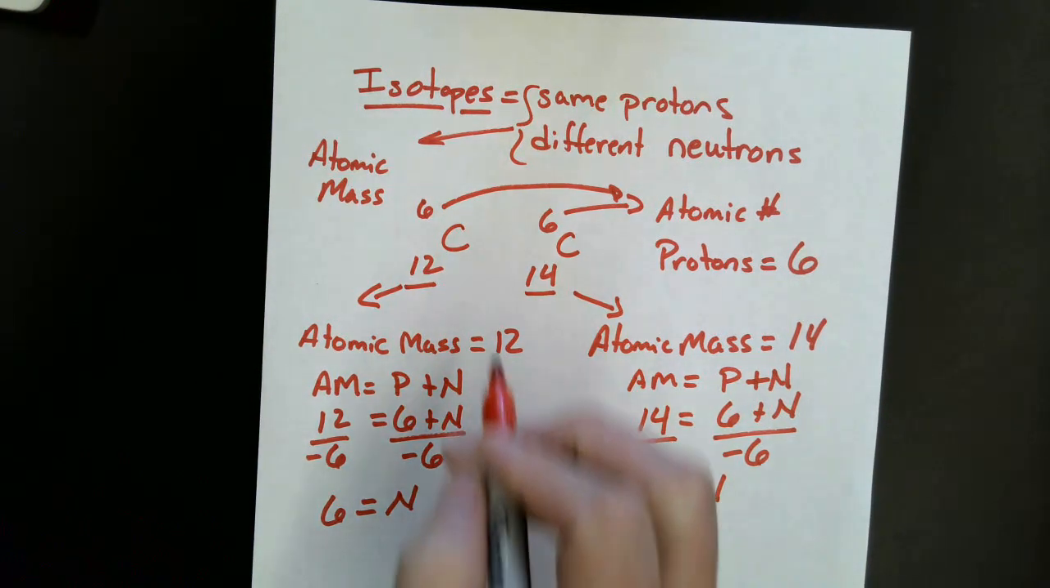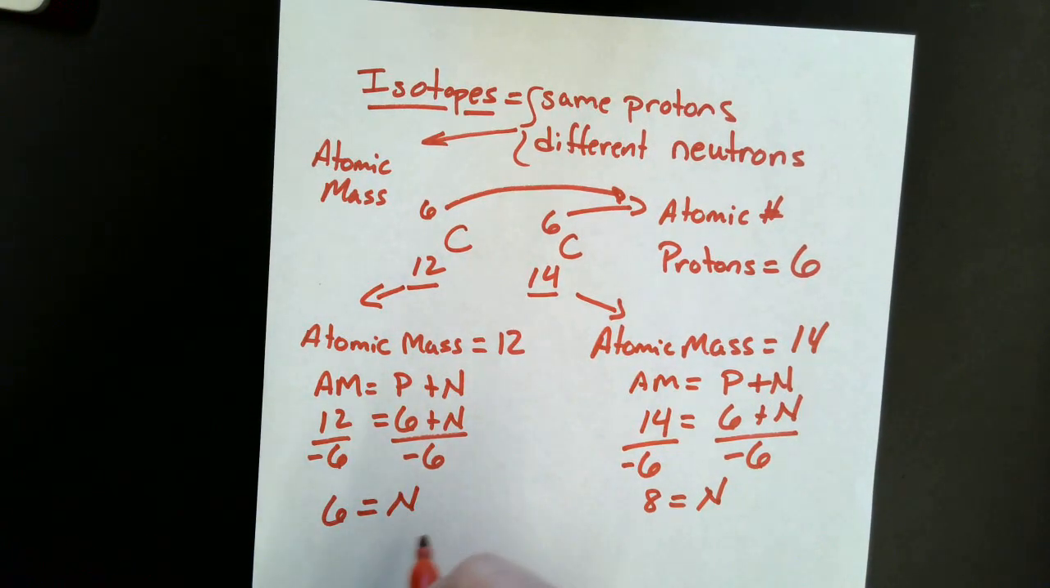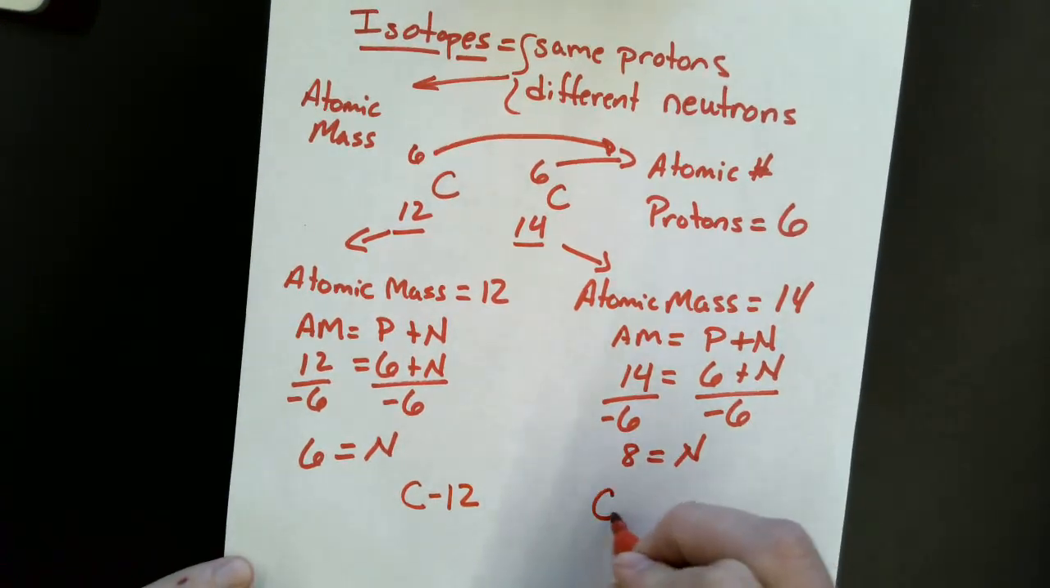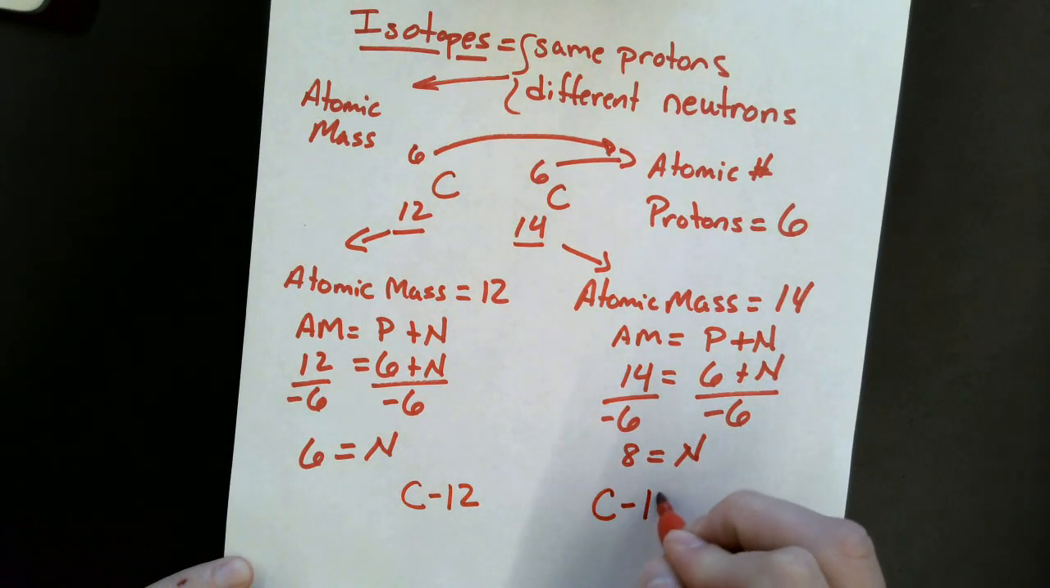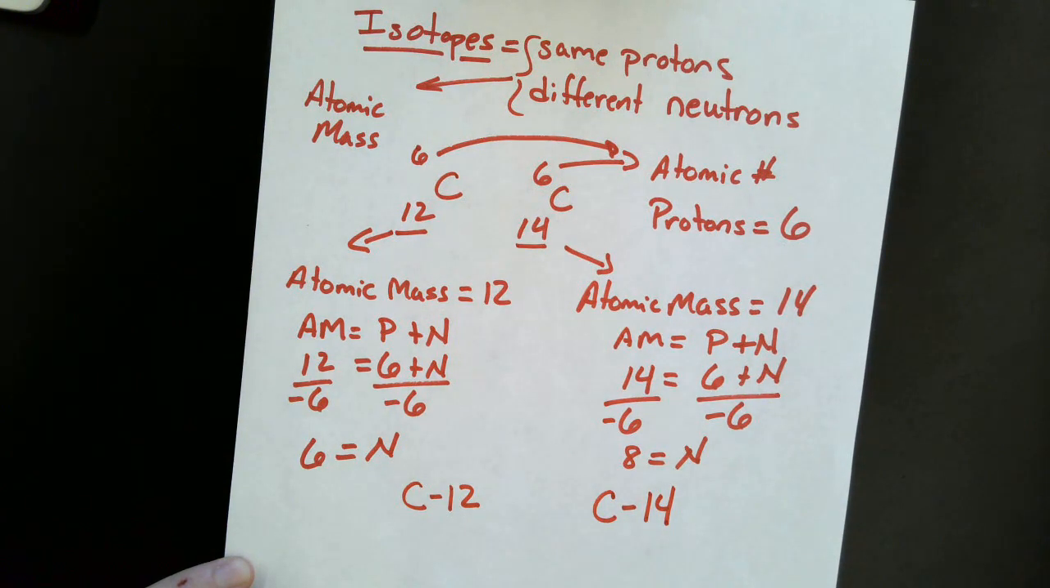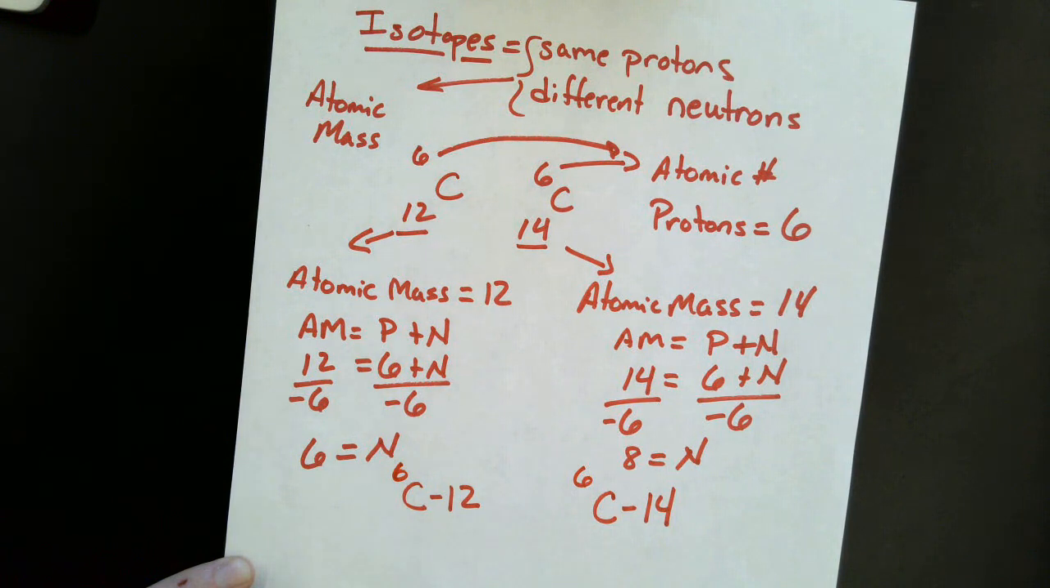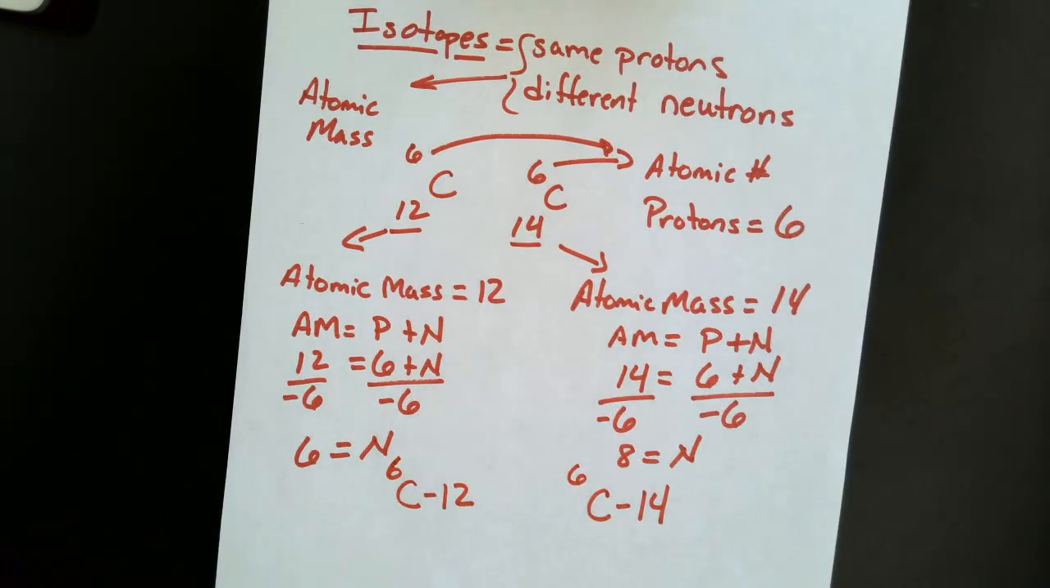One of the ways that you will see how we write these out is for carbon 12. A lot of times you will see a C-12 letting you know that it is carbon 12. For carbon 14, a lot of times you'll see a C-14, where the carbon implies the 6 protons already in there, or the atomic number, and then the dash is the atomic mass that's associated with it.